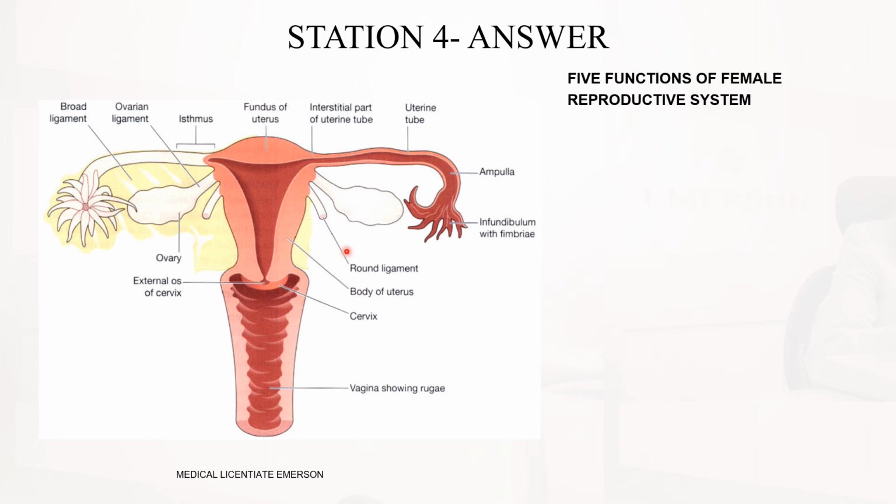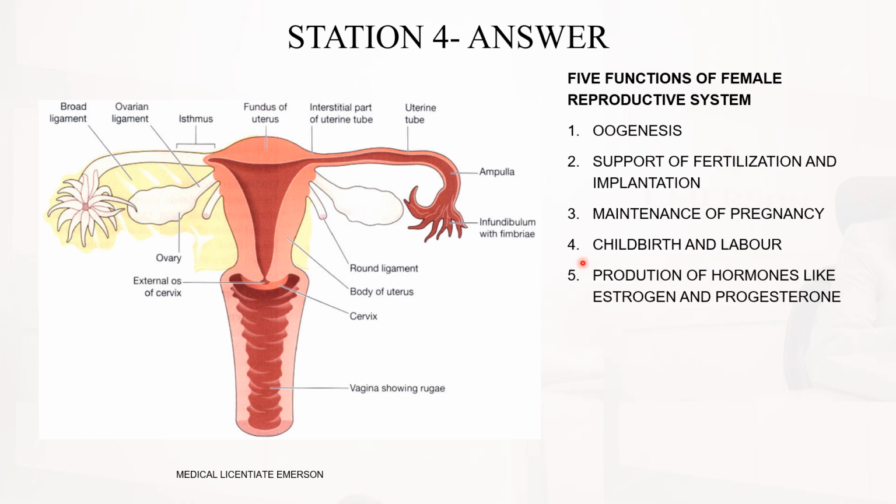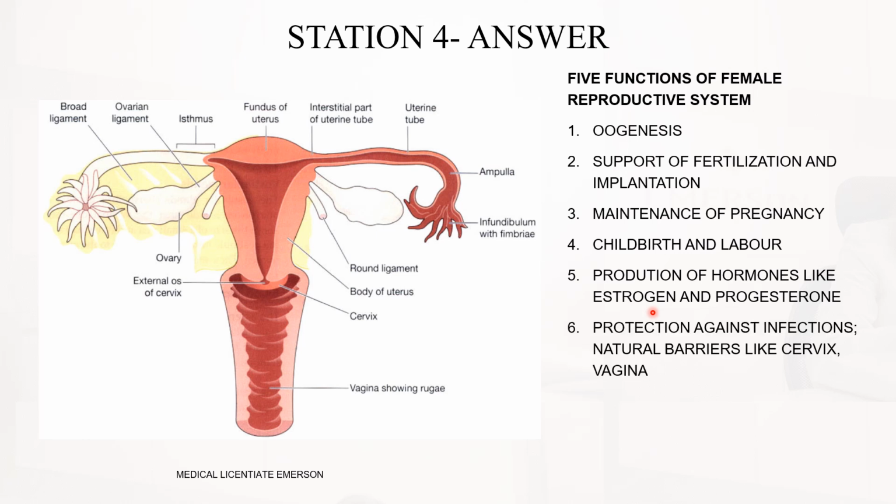Then 5 functions of the female reproductive system. Number 1, we have oogenesis, which is the production of the egg cells, the ovum. Number 2 is support of fertilization and implantation. Then 3, maintenance of pregnancy, childbirth and labor, production of hormones like estrogen and progesterone. Then 6, protection against infections.